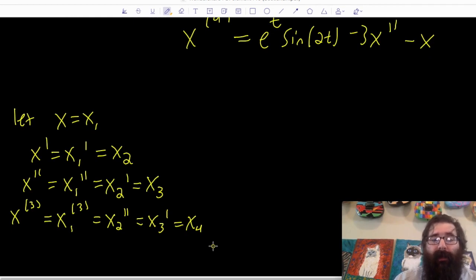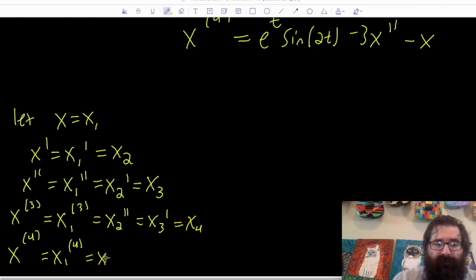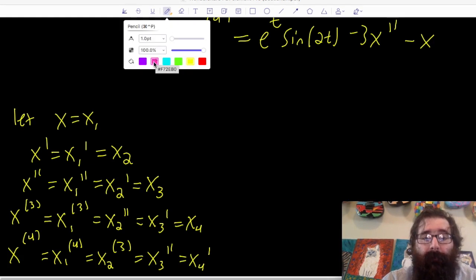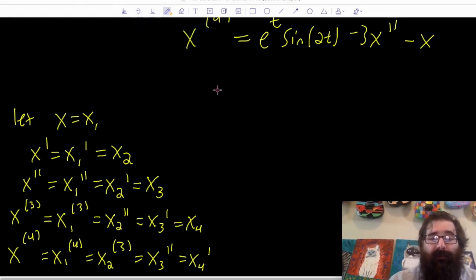And then now I can talk about the fourth order derivative, which is where all of this stops. The x's fourth order derivative, well, that's x sub 1's fourth order derivative, which is x sub 2's third order derivative, which is x sub 3 double prime, which is x sub 4 prime. And I'm not going to nickname this anything because this is where I'm actually stopping. So from this, I can build my system of first order differential equations.